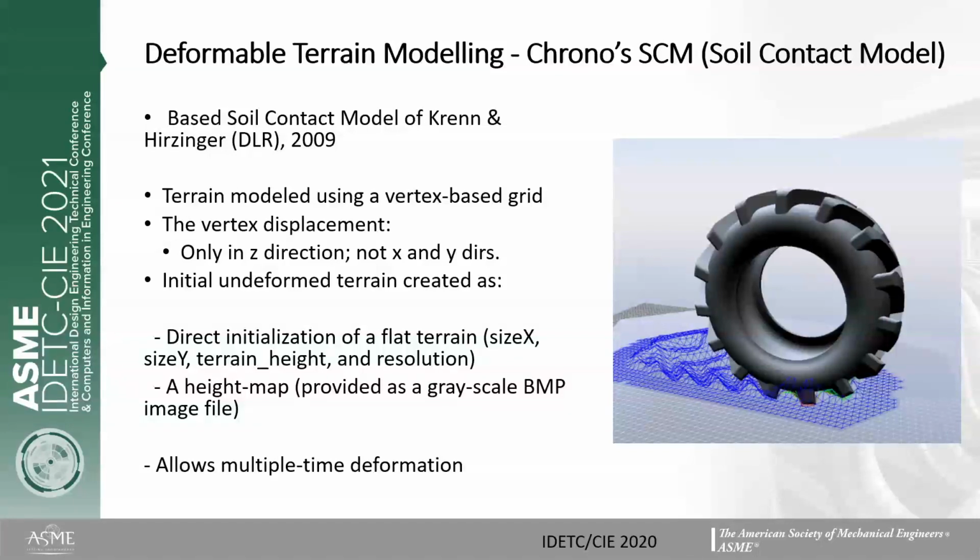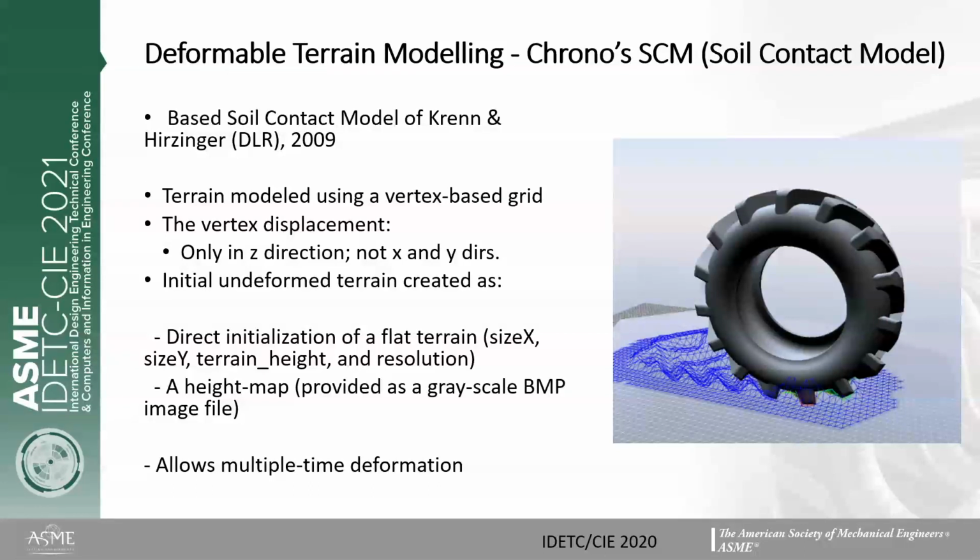So the second type of terrain that we can model, the first one being rigid, which is non-deformable, is deformable. It is called the soil contact model. It was first proposed by Krenn and Hirzinger from the German Aerospace Center in 2009. It draws on the original semi-empirical terrain deformation model made by Bekker and Wong.